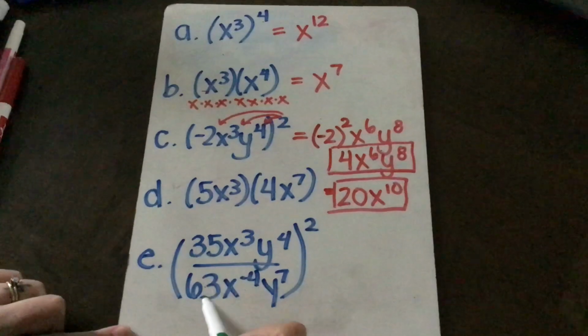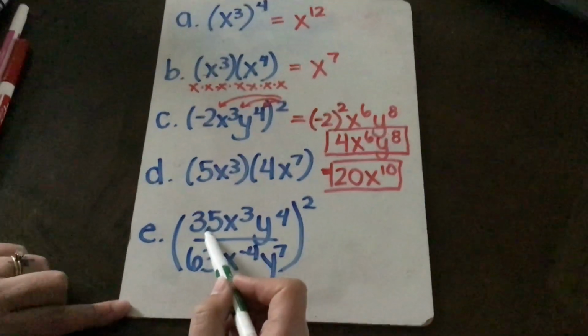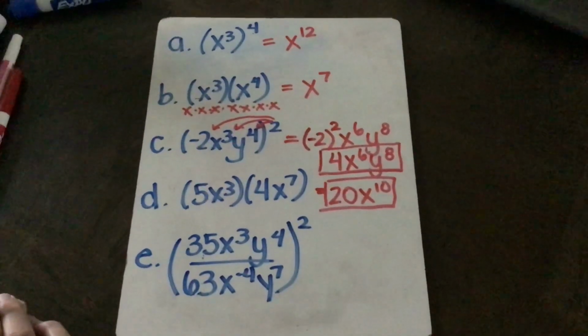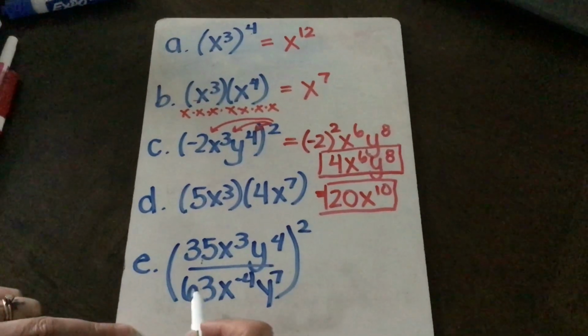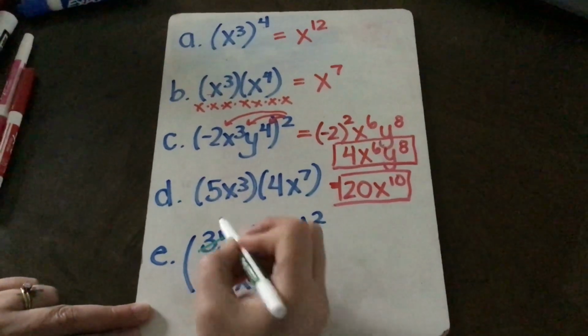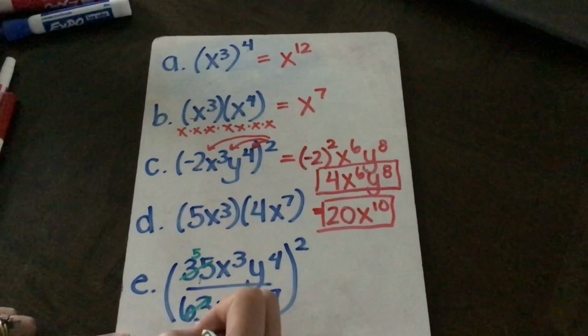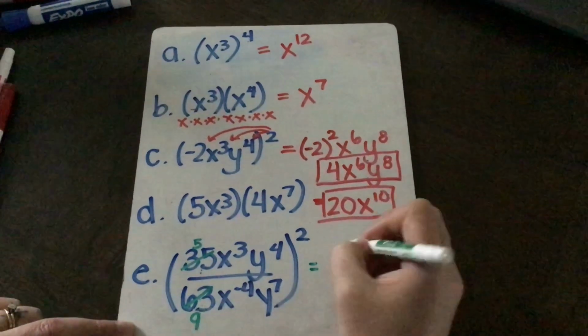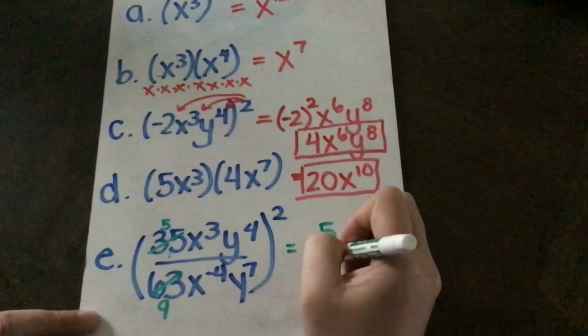Here, these are big numbers. So I'm just dividing them. So 35 divided by 63. It doesn't go in evenly, but 7 goes into both of those. So 7 goes in here 5 times and in here 9 times. So that tells me when I simplify this, I'm going to have a 5 on top and a 9 on the bottom.